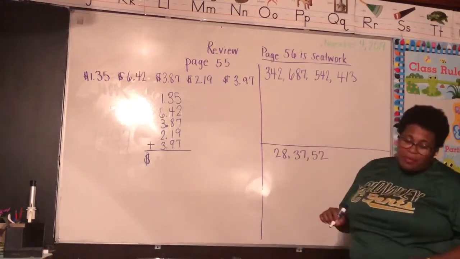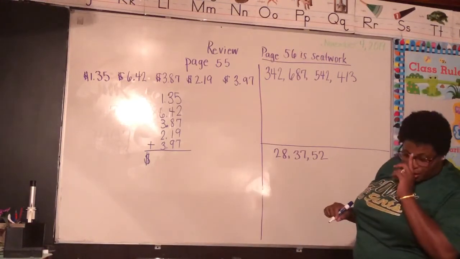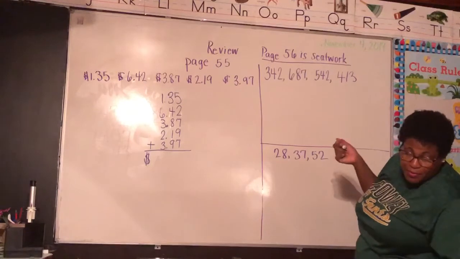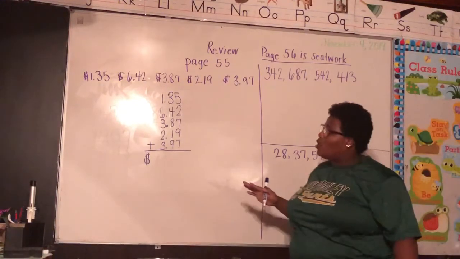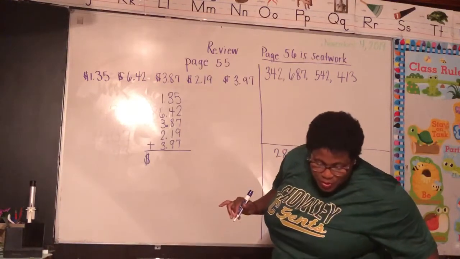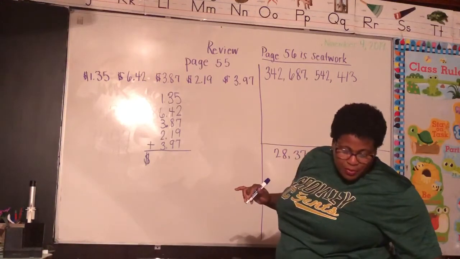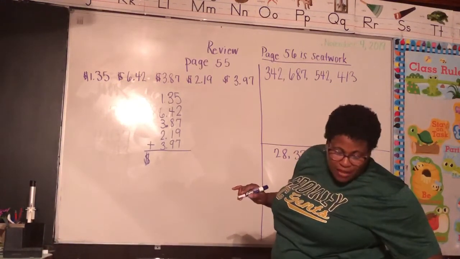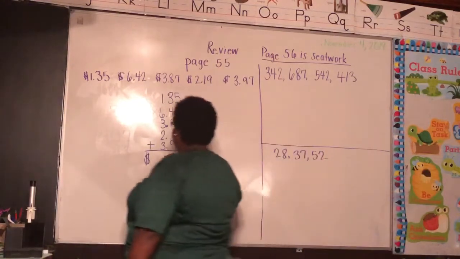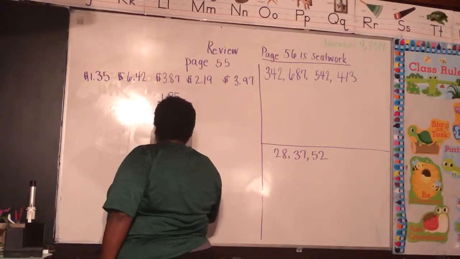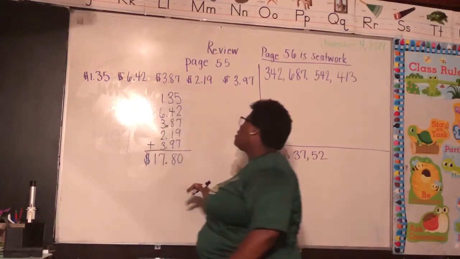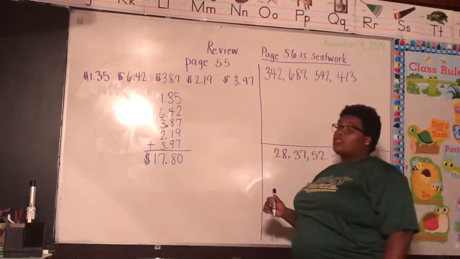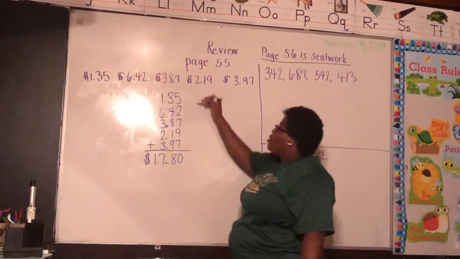So when you add them up, you should have gotten an answer of, I'm sorry, I don't think I gave you enough time, but I don't want our videos to last too long. Okay? We got an answer of $17.80. So now, in order to find the average of these numbers, what you're going to do is count.